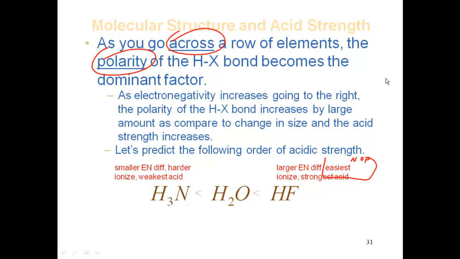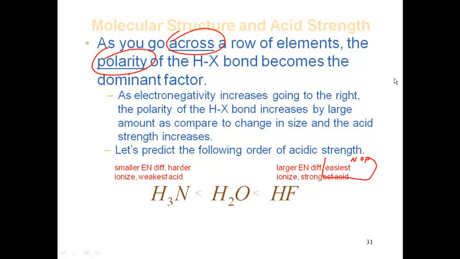It is not a strong acid, it is the strongest acid between these three. Then H2O will be next, and then H3N will be the last one, because it has a smaller electronegativity difference, therefore it'll be harder to pull off those protons, and therefore it will be the weakest acid between these three species.